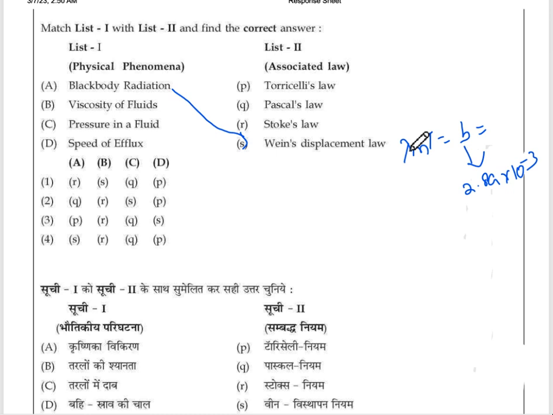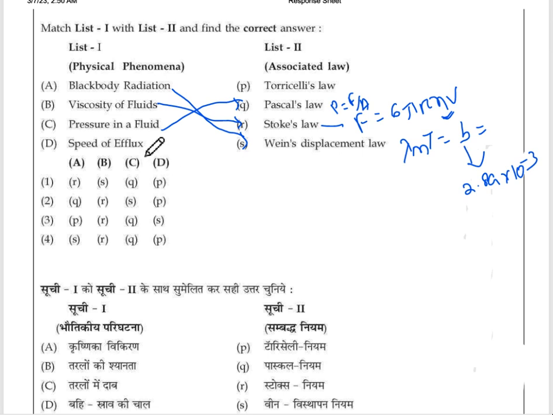The viscous fluid is known as related with Stokes law, in which the formula is F equal to 6 pi r eta v. So when the object is moving in the fluid, the viscosity is related with Stokes law, and eta is the coefficient of viscosity. And pressure of the fluid is related to Pascal law, which is pressure equal to force by area.